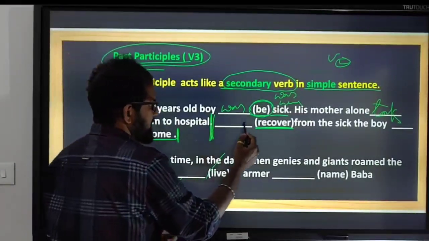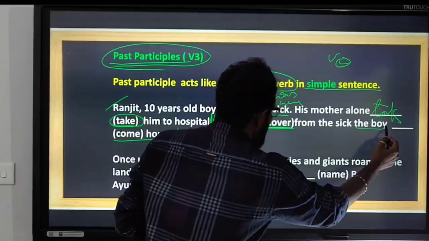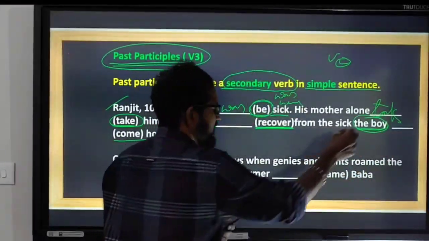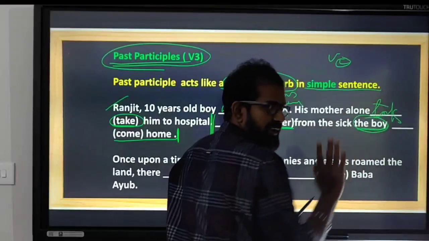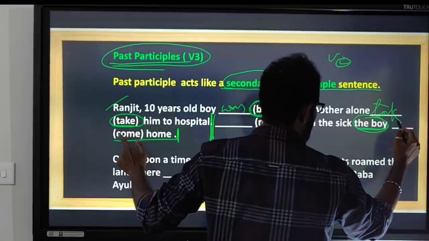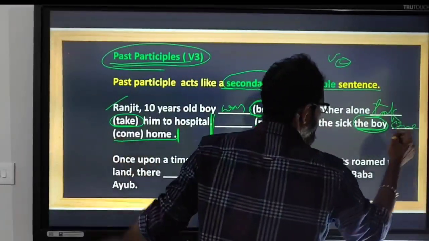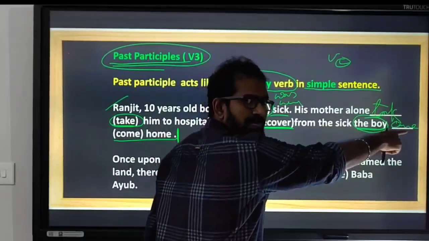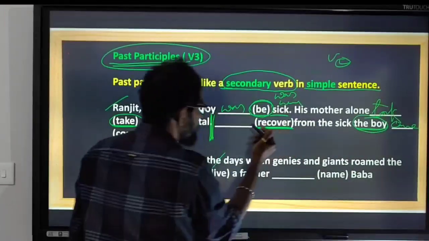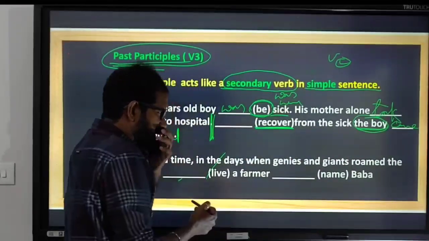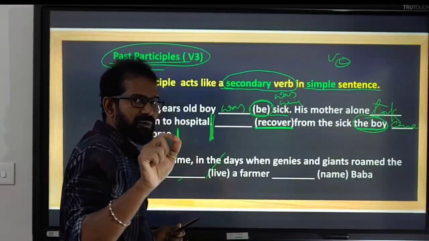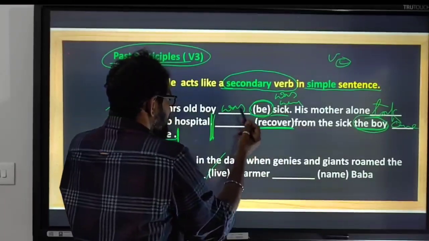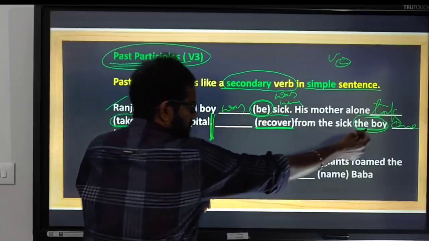Look here. The boy, of course, immediately after the subject, we always use the main verb. The boy came. Immediately after the subject, we need to use the main verb. Now look at that word recover. Now the question is whether to use past participle or present participle. That is the question now. Let us take he as the subject, the boy now.